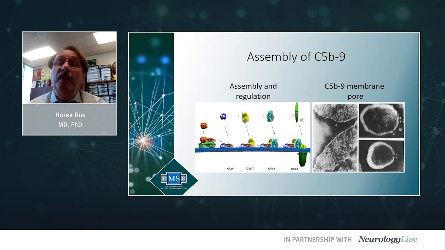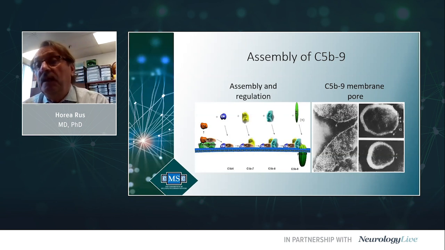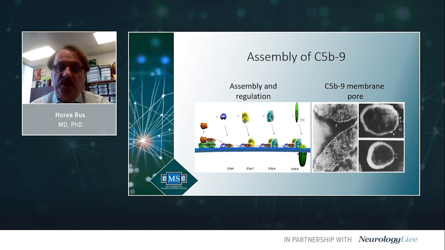C9 forms a pore, which is called the poly-C9 pore, and this one is shown on the left side with electron microscopy, negative staining, and this pore has a size of approximately 10 nanometers.